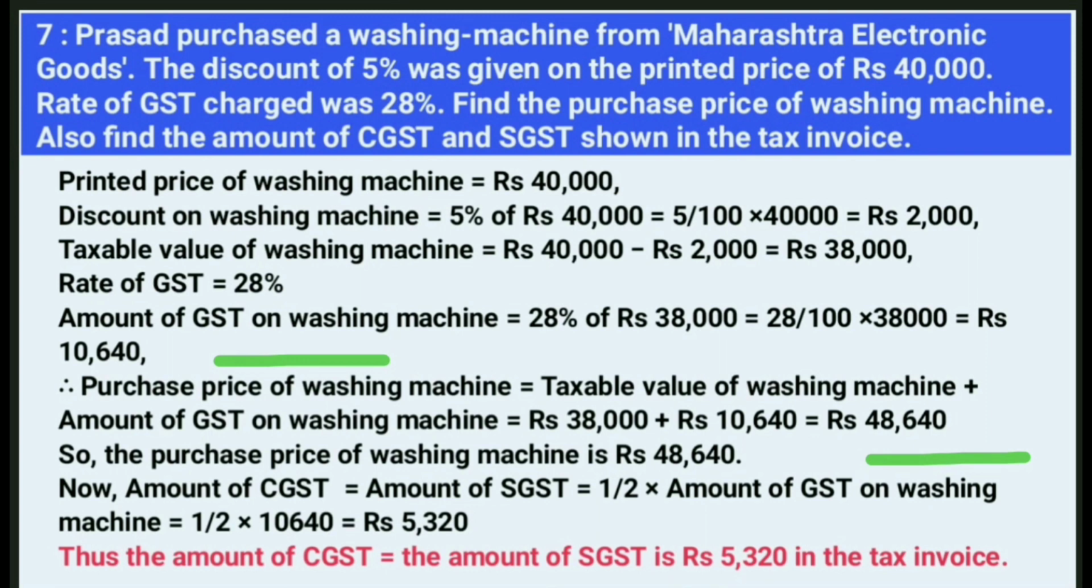Now amount of CGST is equal to amount of SGST is equal to half into amount of GST, that equals to half into 10,640 is equal to 5320 rupees. So we will write the answer: thus the amount of CGST is equal to amount of SGST is rupees 5320 in the tax invoice.